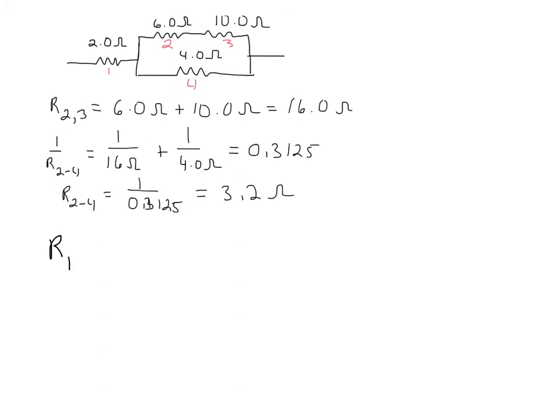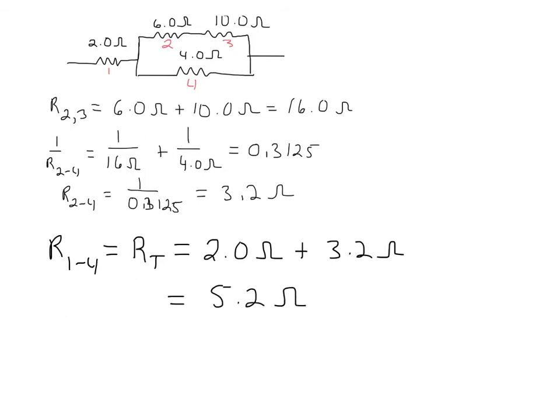So R1 through 4 is going to be equal to our total resistance in the circuit. That resistor 1 is in series with that whole thing of 2 through 4. So we're going to add resistor 1 to the resistance of 2 through 4. The resistance of resistor 1 is 2.0 ohms. We're going to add that to 2 through 4, which is 3.2 ohms. And then our total resistance in the circuit is 5.2 ohms. So that is problem number 4.